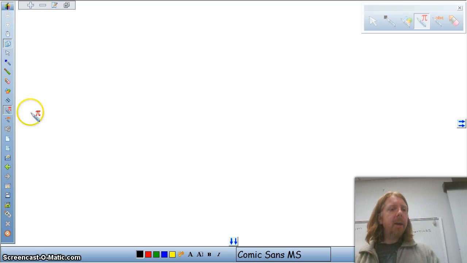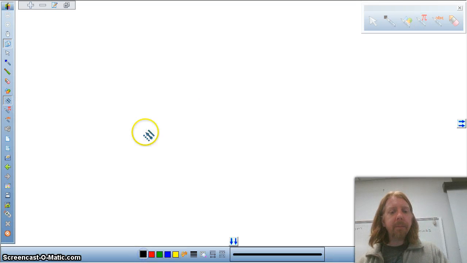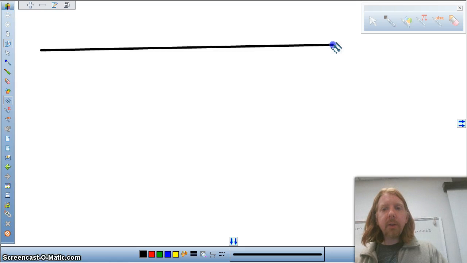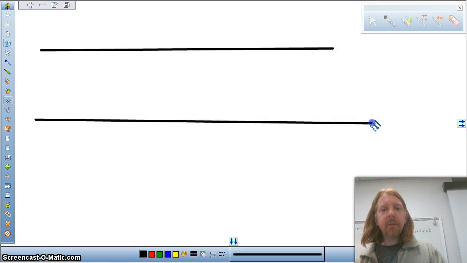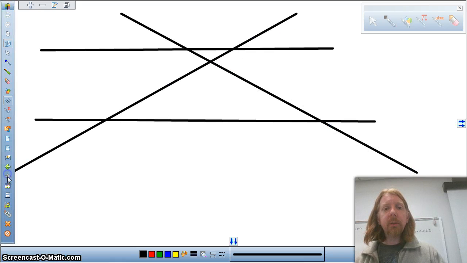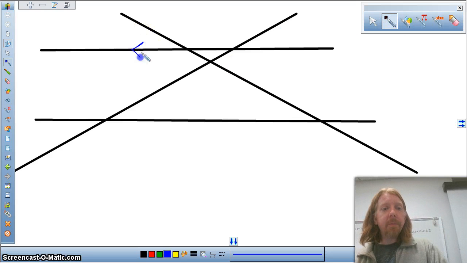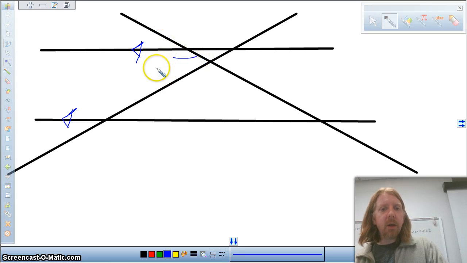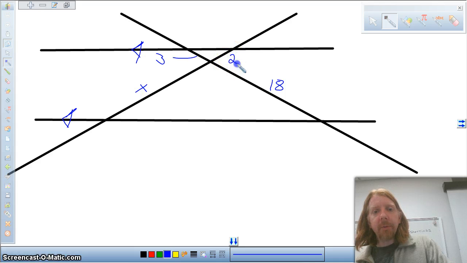In our third example, I'm going to work again with those parallel lines. So here's a line, here's a line. We're going to say they're parallel. I'm going to cut them by a couple of transversals. Now, if those two lines are indeed parallel, it does follow that we're going to get all kinds of angles congruent. So now I can start to set things up. Let's call this measurement 3. We'll call this measurement over here 18. We'll call this measurement x. We'll call this measurement 2.